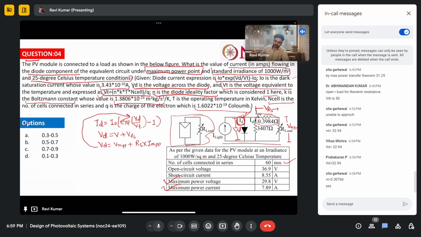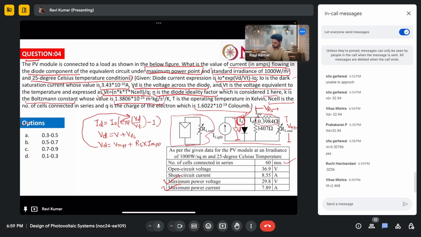Okay, let me calculate as well. Others also do so. Ruchi, Vikas 2.468, Ruchi 0.256. See, I got 3 answers there and all 3 are different. Much difference is there.